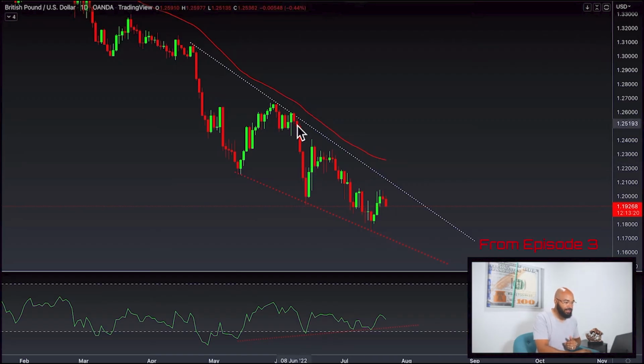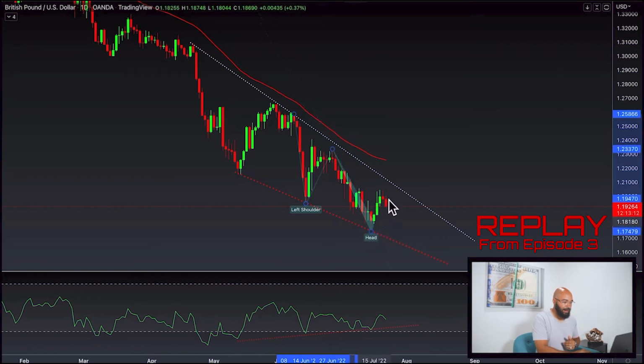All right, so let's look at this. Inverse head and shoulders. Left shoulder, pull back. Here we got this head. I don't know where this is going to be, and I don't care. It does not matter to me. All I know, all I need to know, all you need to know is where that right shoulder is.